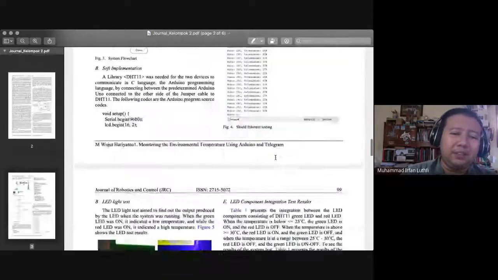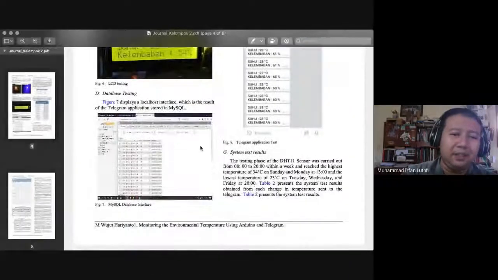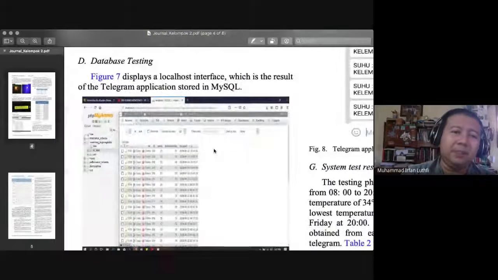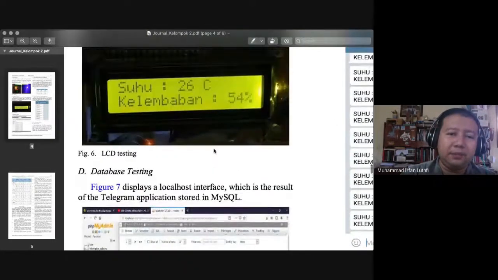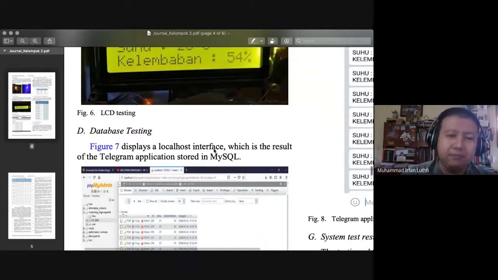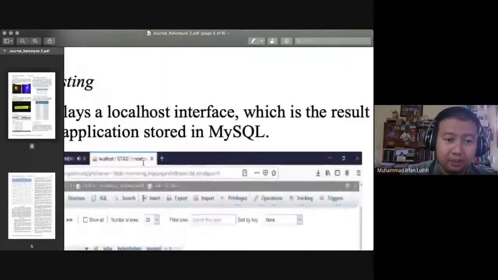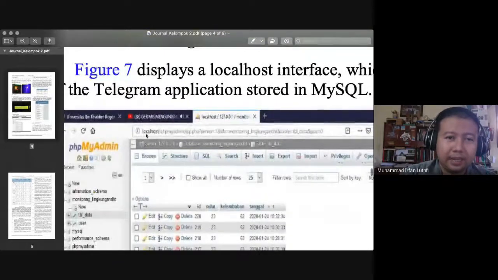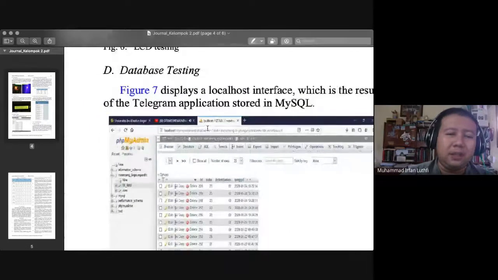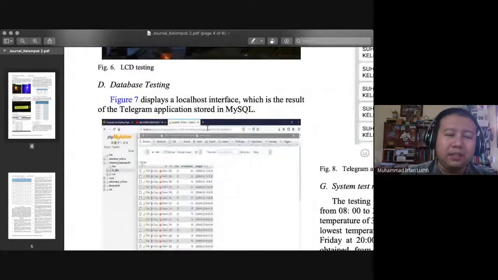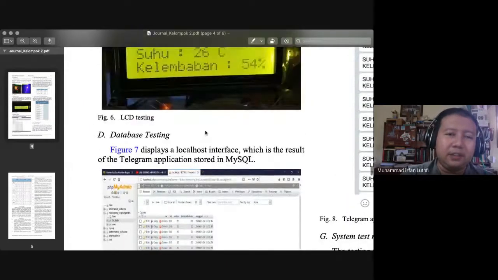right? Because in the database testing you just mentioned, this is a database testing, after the data from the Arduino is sent to the internet, but I don't know where the internet is because they use localhost here, right? They use localhost. It means they just use the local computer to provide the internet services for the system.